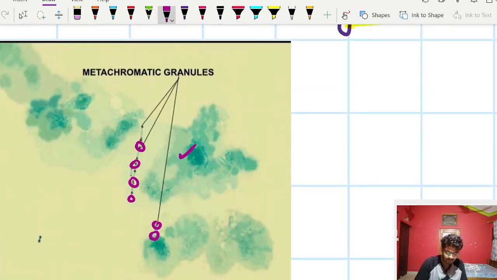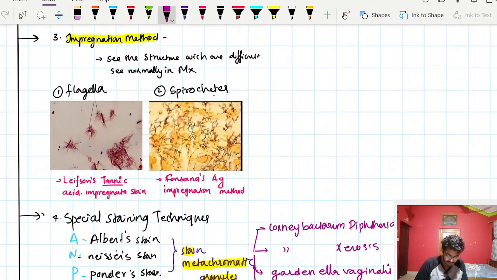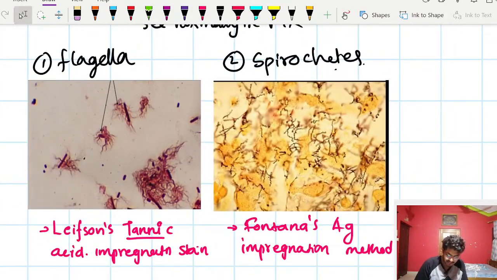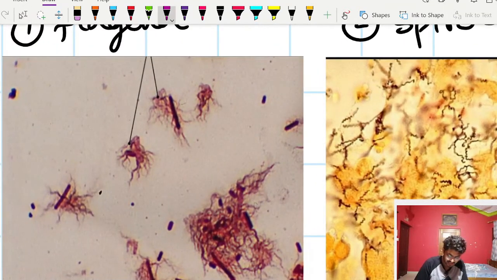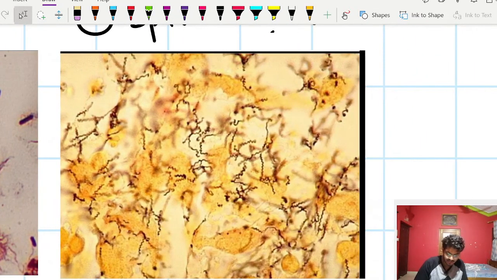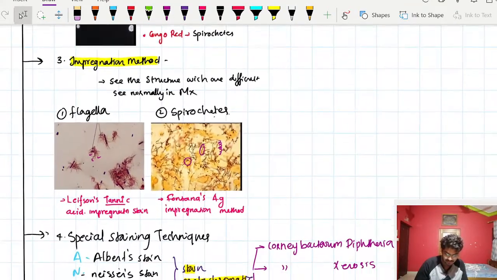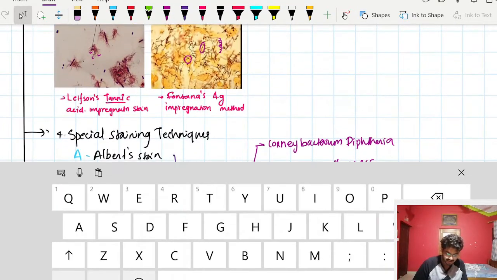This is our normal blood cells, or systemic cells. You see in Leifson's tannic acid impregnation method we can see flagella here, right? These are flagella which are impregnated with tannic acid, and these are spirochetes. Spirochetes are spring-like structures. These are the spirochetes which are impregnated with silver, so we can increase the contrast and visibility. So this is the fourth method, special staining technique.